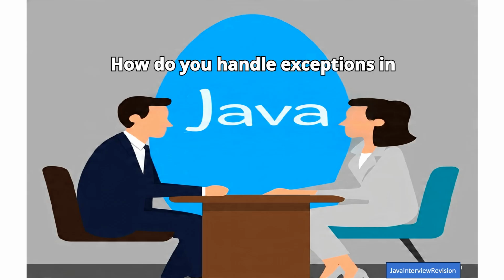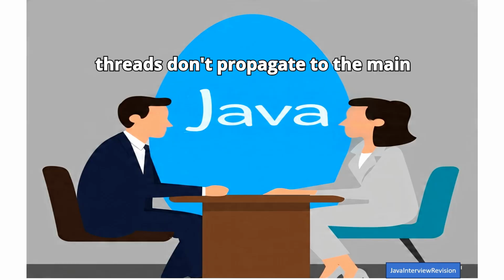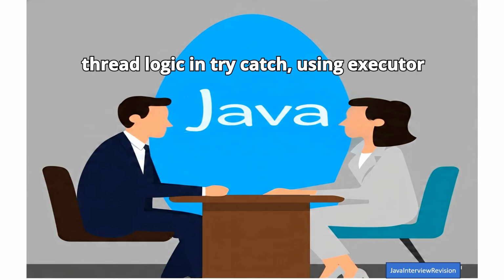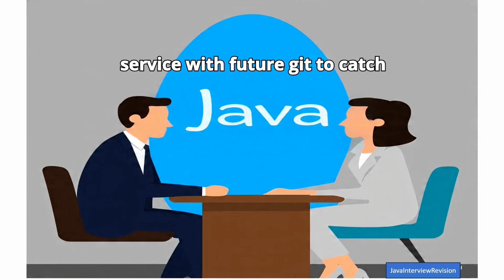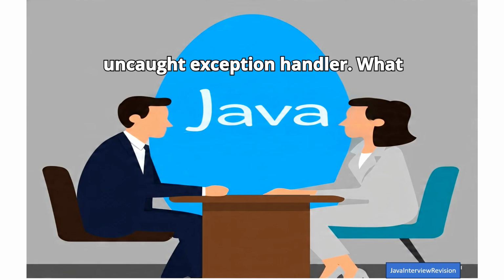How do you handle exceptions in multi-threaded code? Exceptions in threads don't propagate to the main thread. You can handle them by wrapping thread logic in try-catch, using ExecutorService with Future.get to catch exceptions, or setting a custom Thread.UncaughtExceptionHandler.